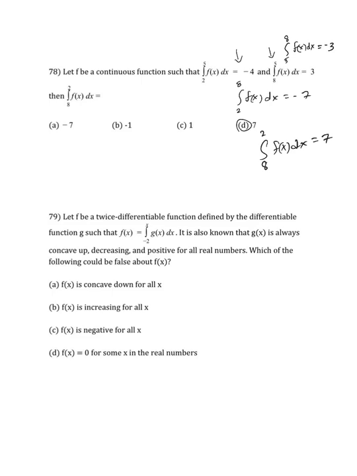Let f be a twice differentiable function defined as an integral. It is known that g of x is always concave up, decreasing, and positive for all real numbers. Which of the following could be false? So I drew a graph of g of x, and the only answer that would make any sense is choice C, f of x is negative for all x. Because you could see that this area from negative 2 to whatever this value of x is, that's positive. So it can't be negative for all x.